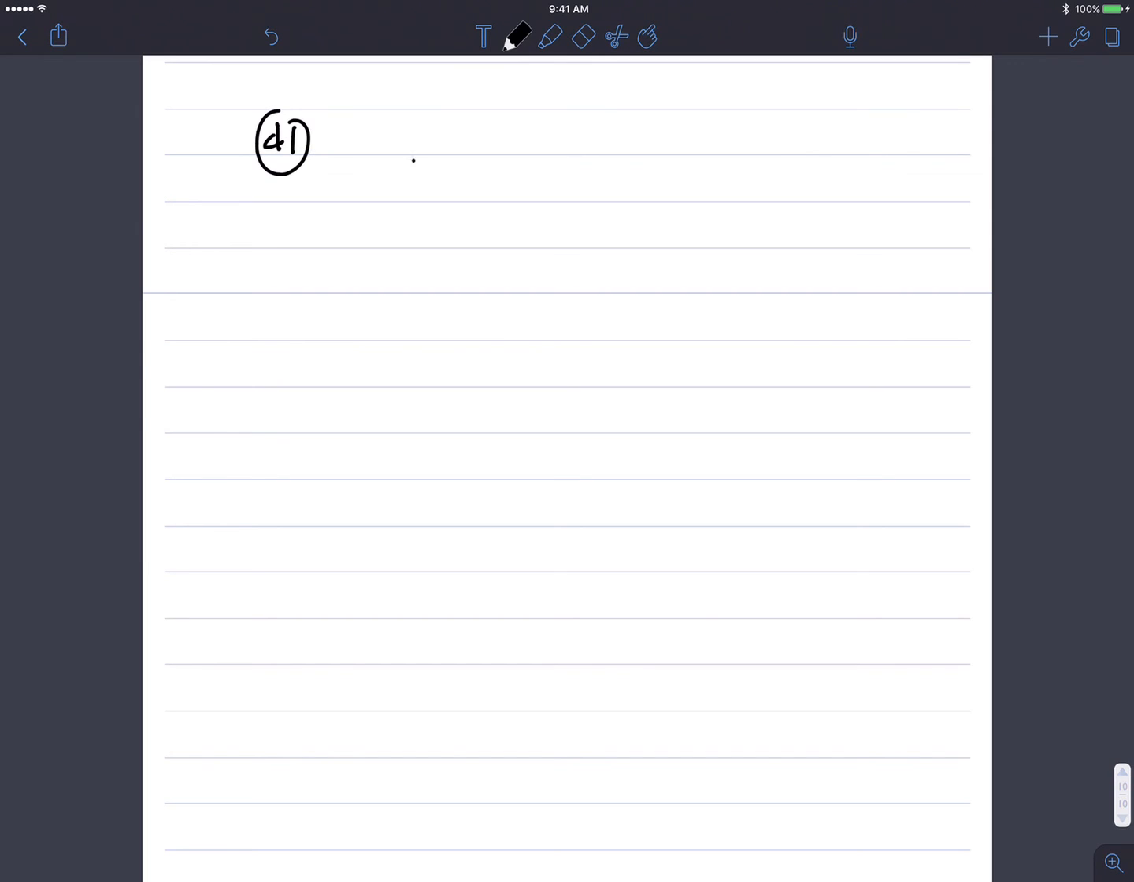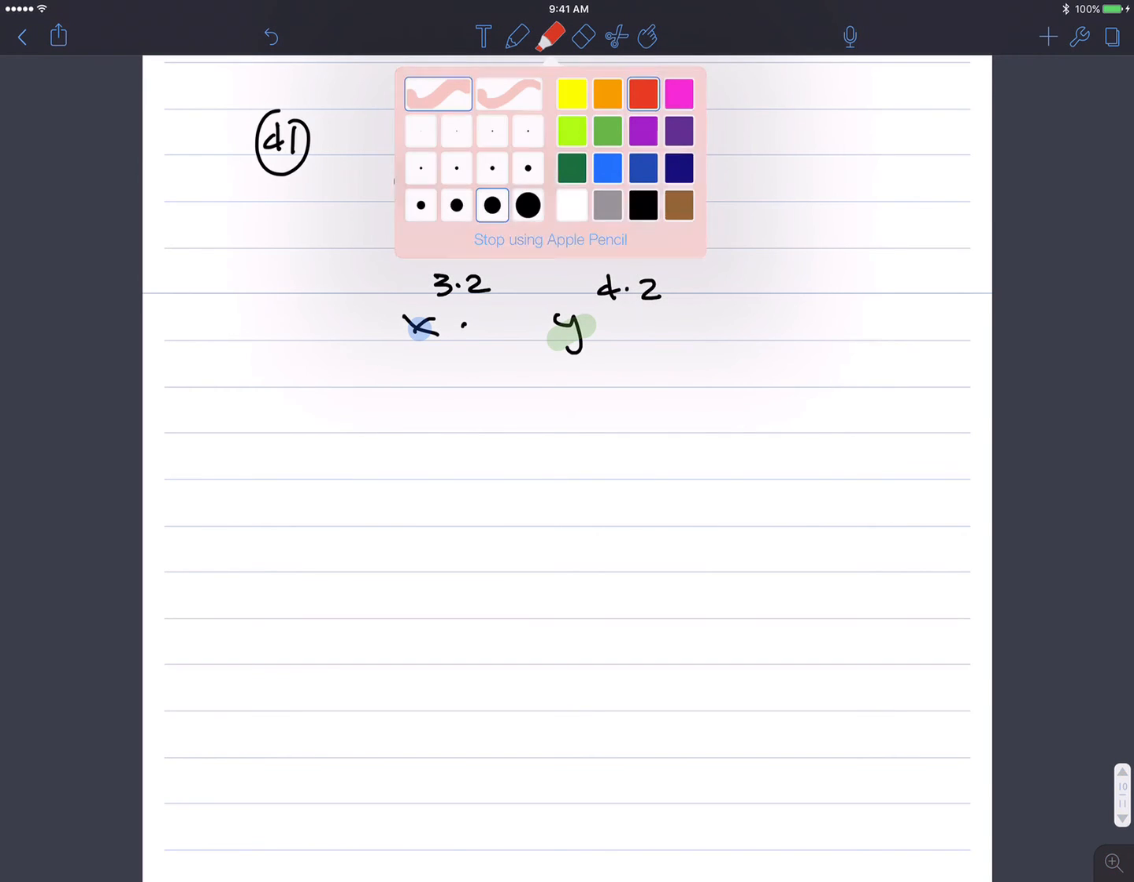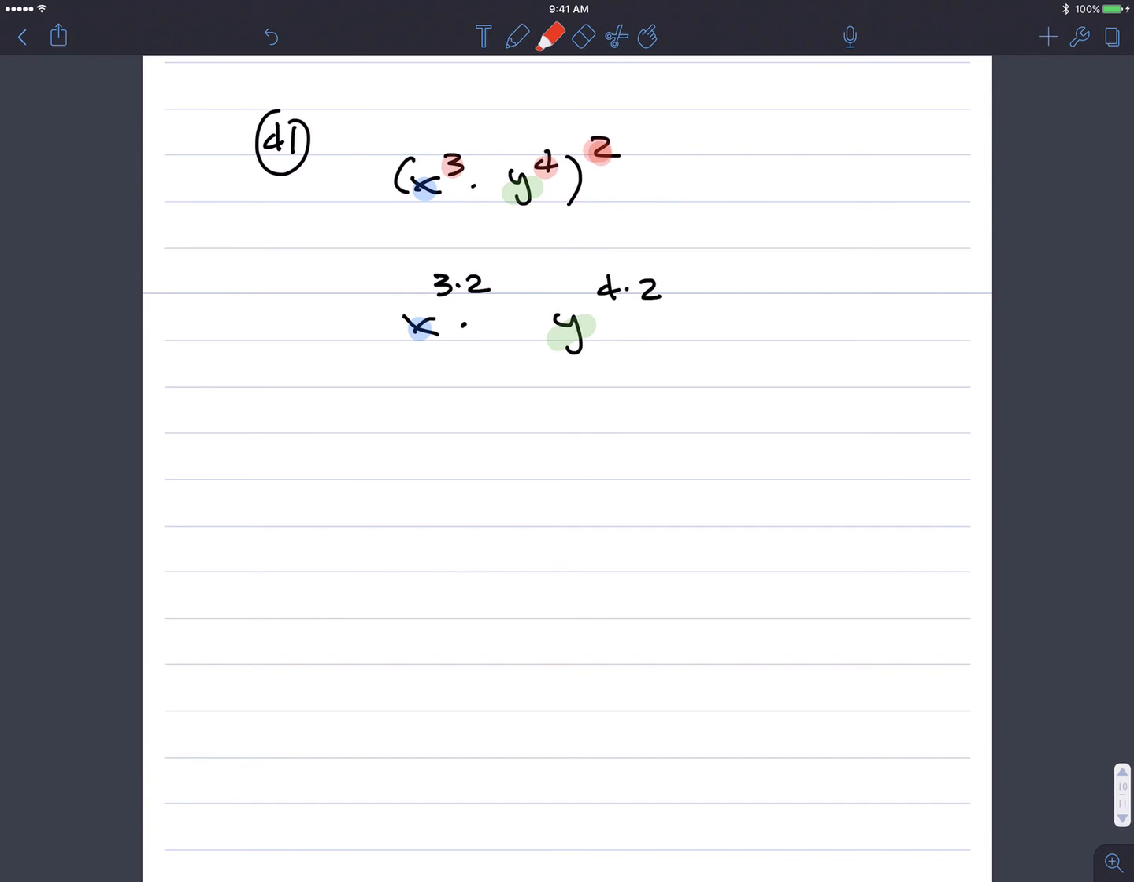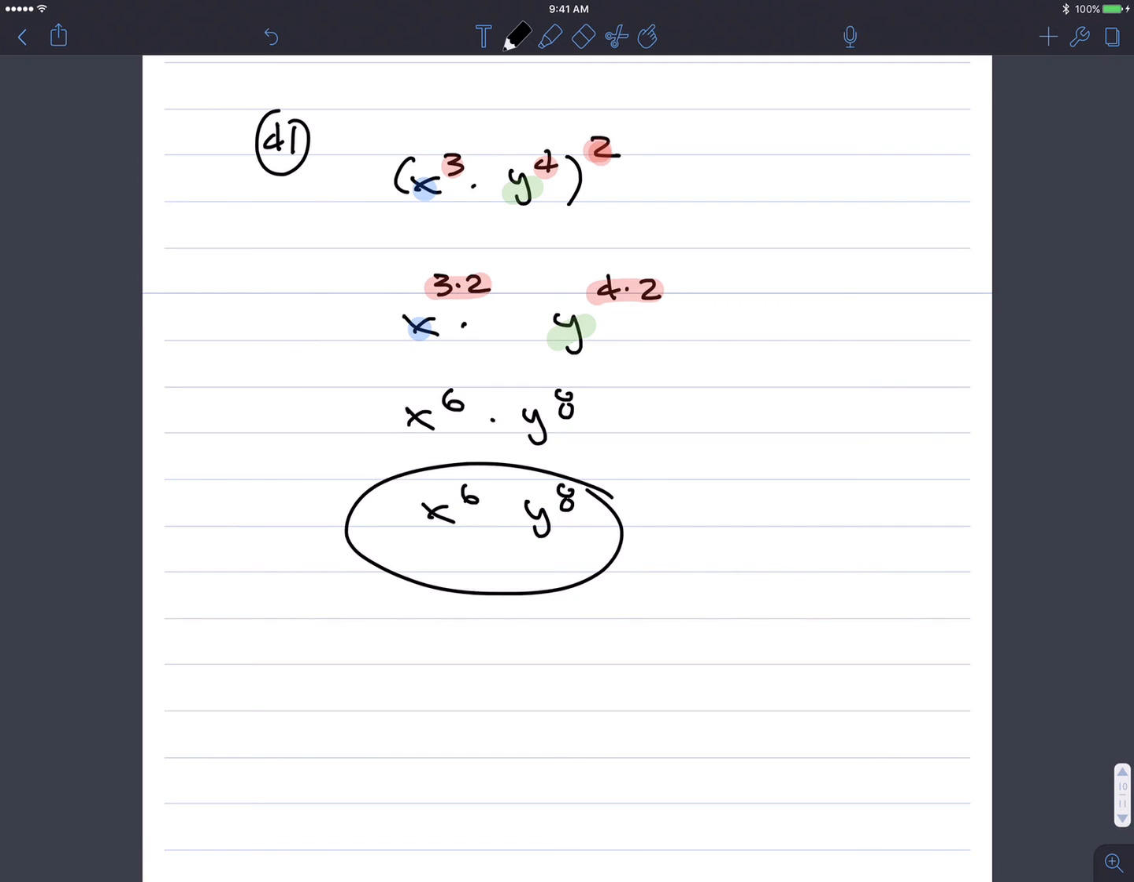All right, 41. X cubed times y to the 4th raised to the 2nd. X, y. Two different bases. Here's x, and here's y. You're going to multiply 3 with 2 and 4 with 2. Distribute 2 times 3, 2 times 4. Distribute that multiplication of 2 to both of these powers. X to the 6 times y to the 8th. And again, you can write it this way without the multiplication symbol between the two. That's most likely what you're going to see in the back of the book, because by default, this multiplication we don't have to put down.